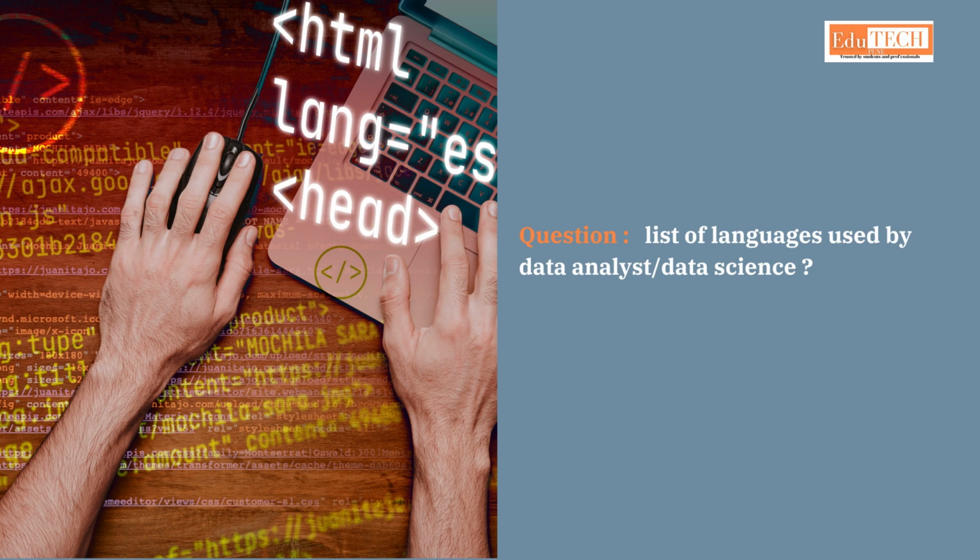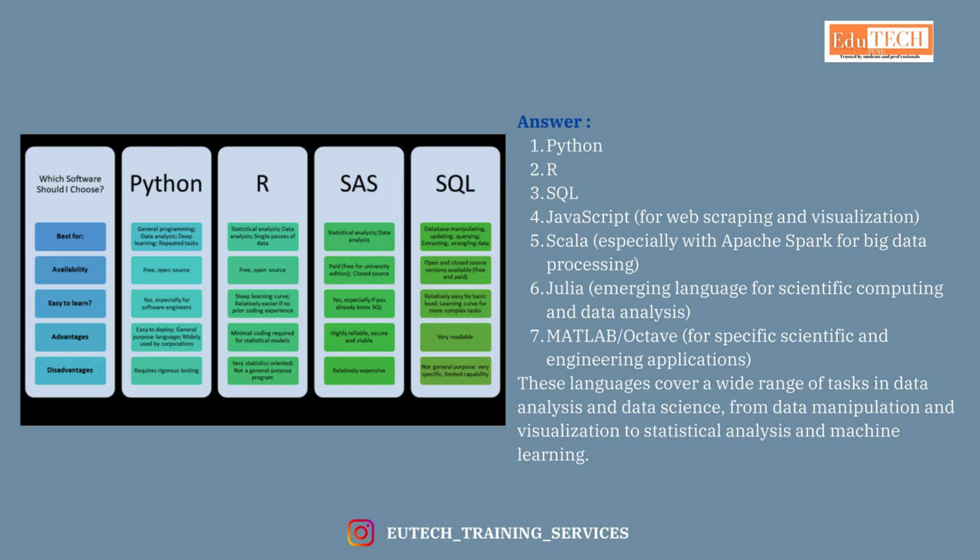Question: List of languages used by data analyst data science. Answer: Python, R, SQL, JavaScript for web scraping and visualization, Scala, especially with Apache Spark for big data processing, Julia, emerging language for scientific computing and data analysis, MATLAB Octave for specific scientific and engineering applications. These languages cover a wide range of tasks in data analysis and data science, from data manipulation and visualization to statistical analysis and machine learning.